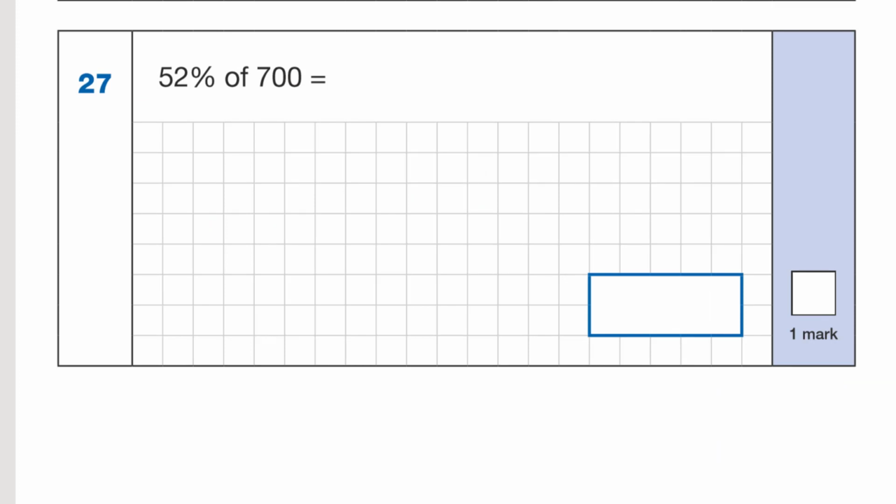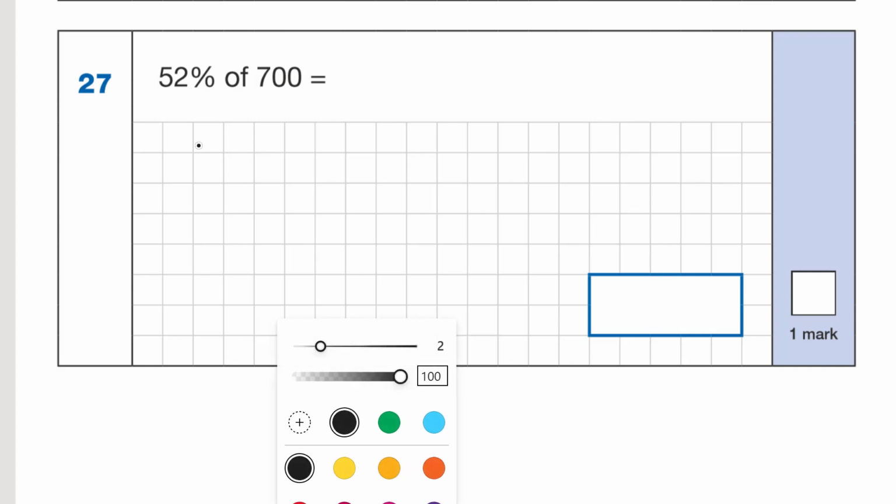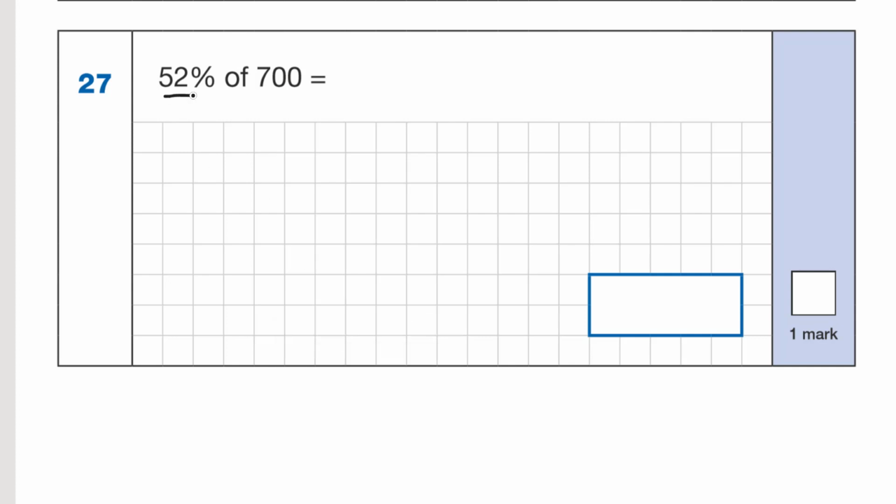Question 27, 52% of 700. Now for a question like this, there are multiple ways to find percentages. I like to break down my percentages. I like to partition them using easy percentages. So my 52%, I would break that down into 50% and 2%. I know that 50% is half. So half of 700 is 350. And to find my 2%, I would be using 1%.